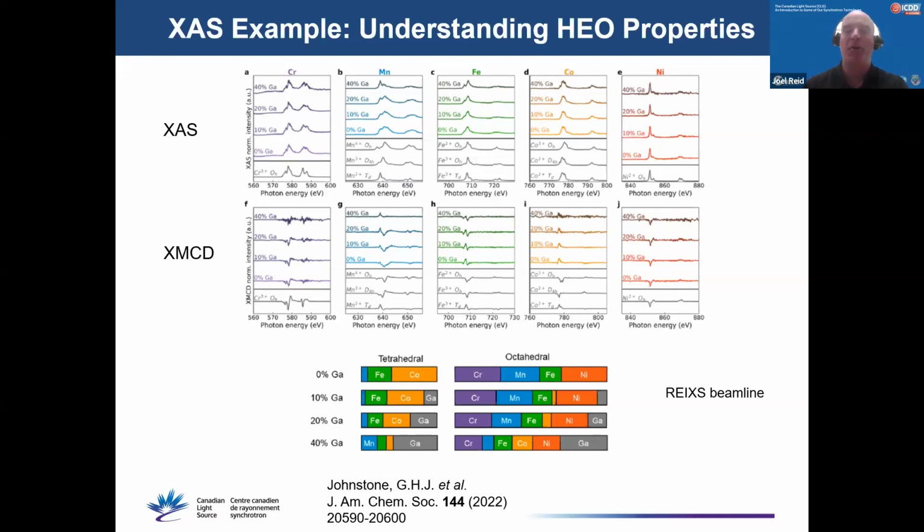This work was performed on our Reichs beamline. And in addition to X-ray absorption, Reichs can perform X-ray emission spectroscopy plus resonant diffraction and reflection. It's a very powerful beamline for condensed matter studies on systems like superconductors and magnetic materials.